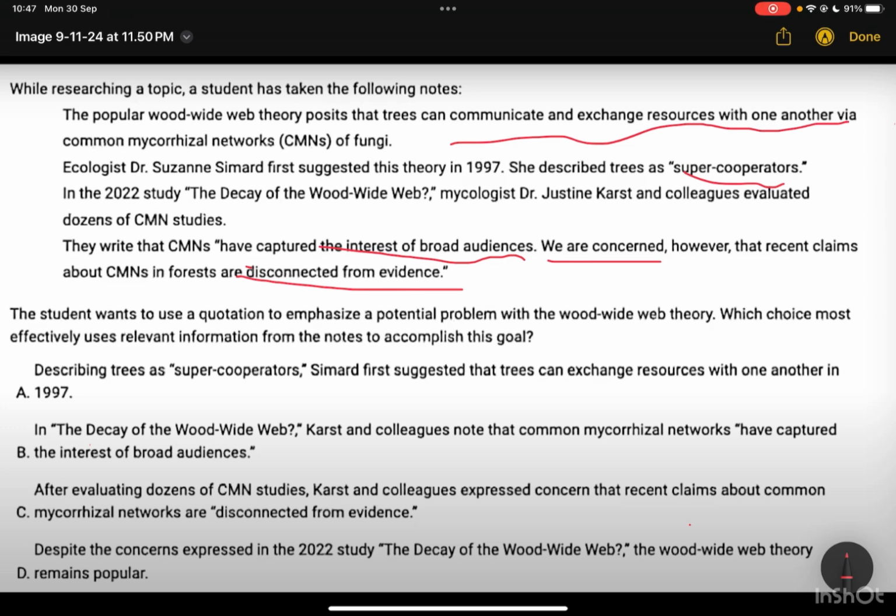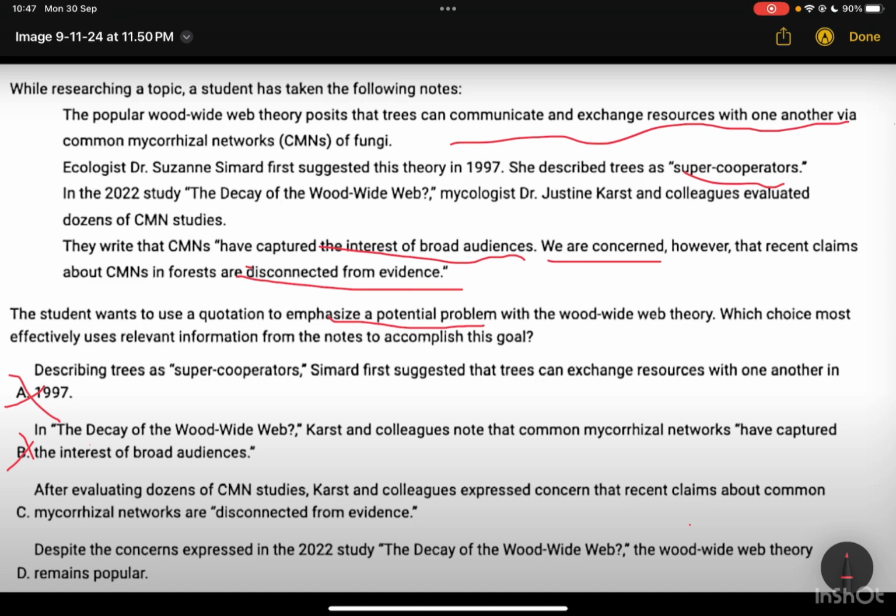So we find an answer choice that emphasizes a potential problem. For A, describing trees as super cooperatives, Simard first suggested that trees can exchange resources with one another in 97. So this doesn't show a potential problem, so we cross it out. For B, in the case of the World Wide Web, Carson and colleagues note that common mycorrhizal networks have captured the interest of a broad audience. It's captured the interest of a broad audience, not a potential problem, so we cross it out.